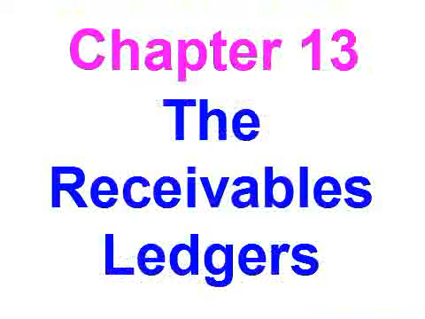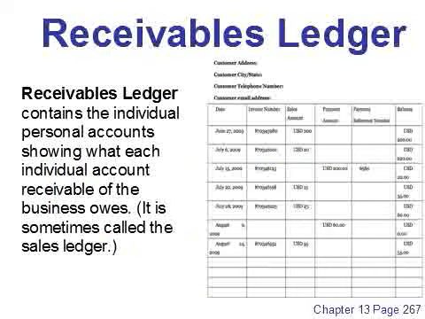Chapter 13. The Receivables Ledgers. Receivables Ledger. Receivables Ledger contains the individual personal accounts showing what each individual account receivable of the business owes. It is sometimes called the Sales Ledger.